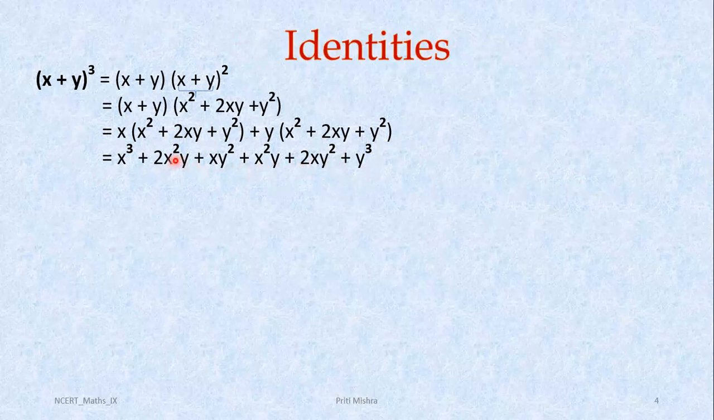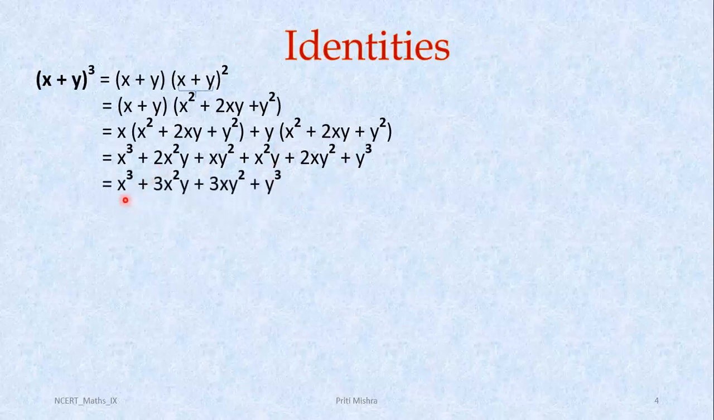Now this 2x square y will get added with this x square y, and this xy square will get added to this one term 2xy square. So now we are having x cube plus 3x square y plus 3xy square plus y cube. From these two terms we can take out common 3xy, then we are having x cube plus y cube plus 3xy into x plus y. This is our identity number 6. So this is the proof.